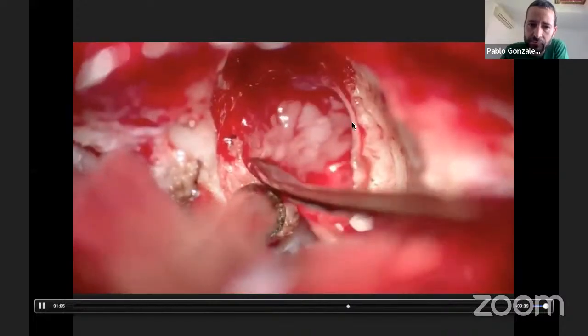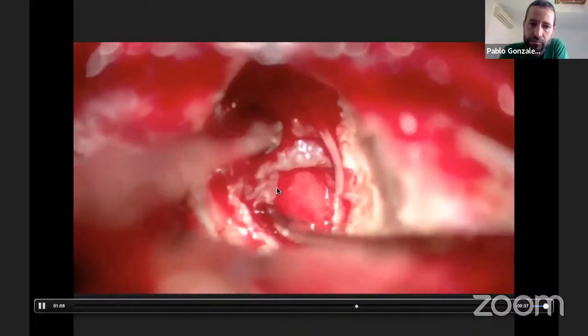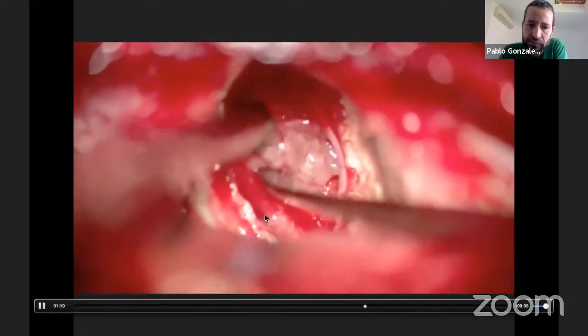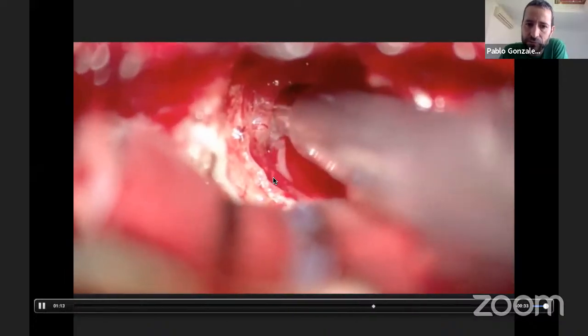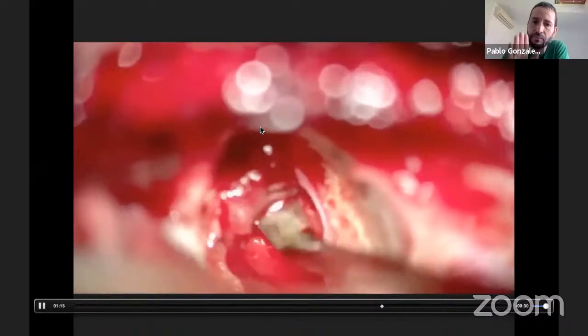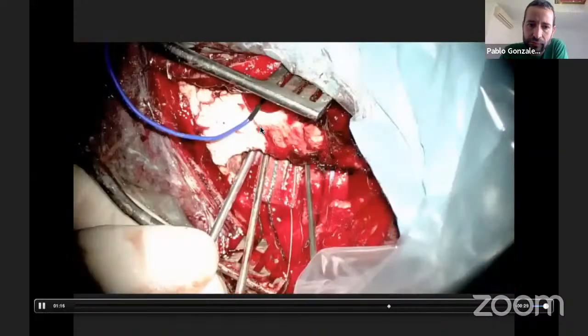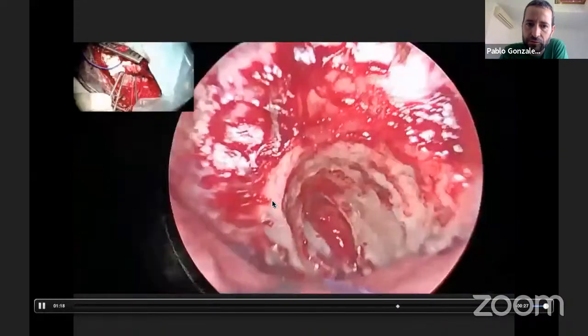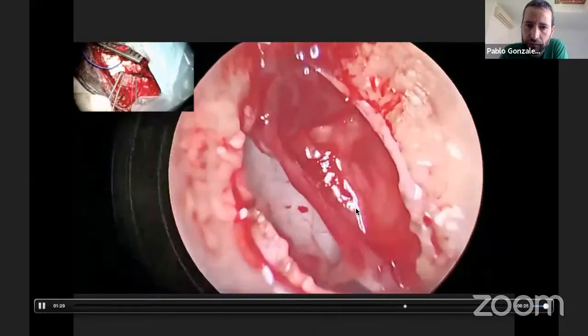So we have the cochlear nerve right there. This is the superior vestibular, which is clearly the origin of that tumor in this area. And we are moving now to the depth. And now we are introducing the 45 degrees scope to check if we completely remove it.